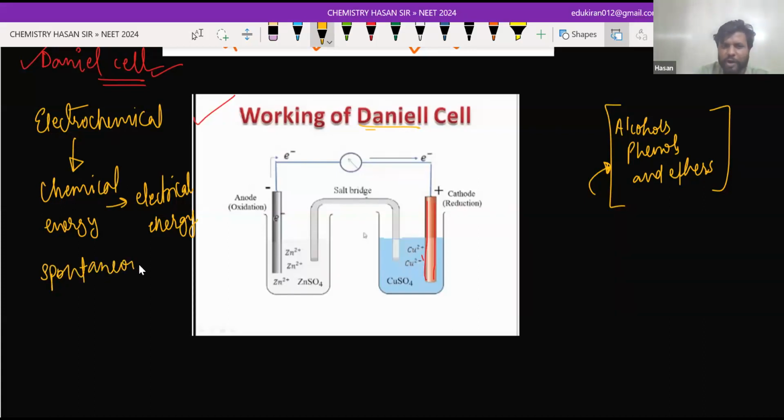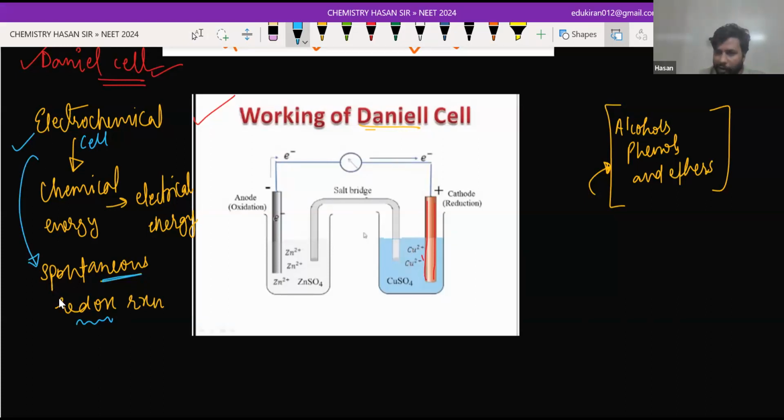And in this cell, a spontaneous redox reaction takes place. You already know the term spontaneous: the process which carries on by itself and does not require any external agent is called spontaneous. And redox is a reaction or process in which oxidation and reduction both are involved simultaneously. So first of all, what is an electrochemical cell? The cell in which chemical energy is converted into electrical energy, through a spontaneous redox reaction.